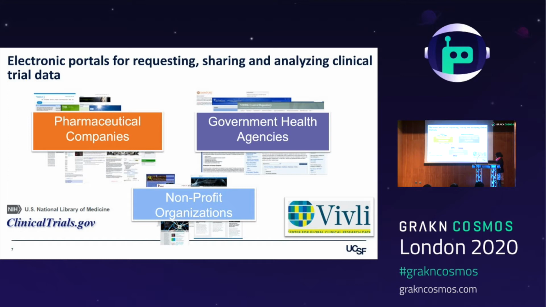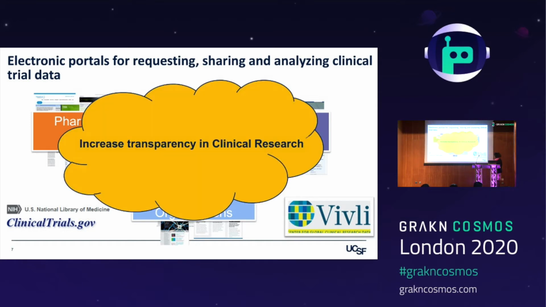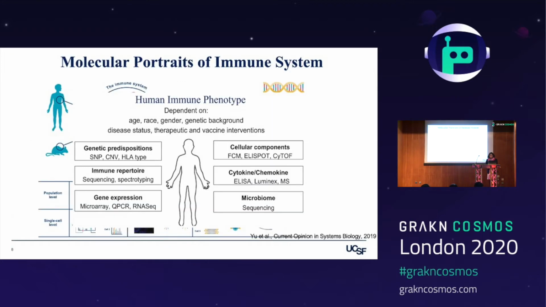On the other side, I also have Vivli. Vivli is a platform through which you can get open access to clinical trial data. It's like an Amazon marketplace. You go through Vivli and look for clinical trials run by either pharmaceutical, government, or nonprofit organizations, and you request the data and write a proposal. Then there's a review board. They go through the proposal, and if they agree to it, they will share the data with you. So basically, what I'm getting at is that sharing the data increases transparency in the field of clinical research.